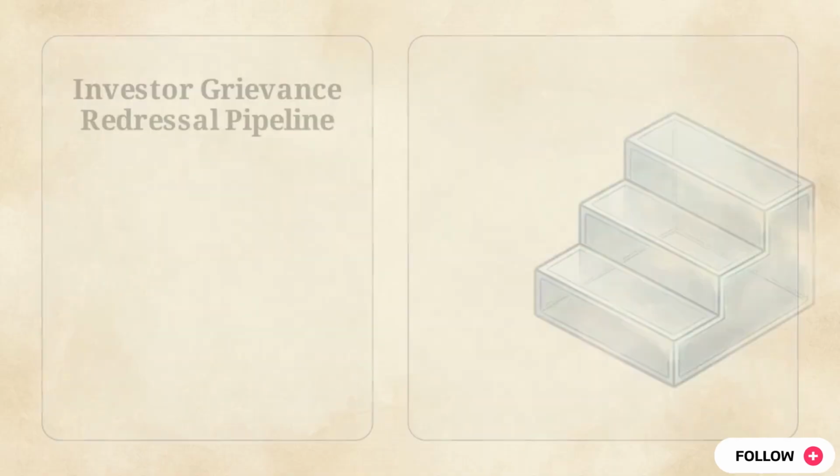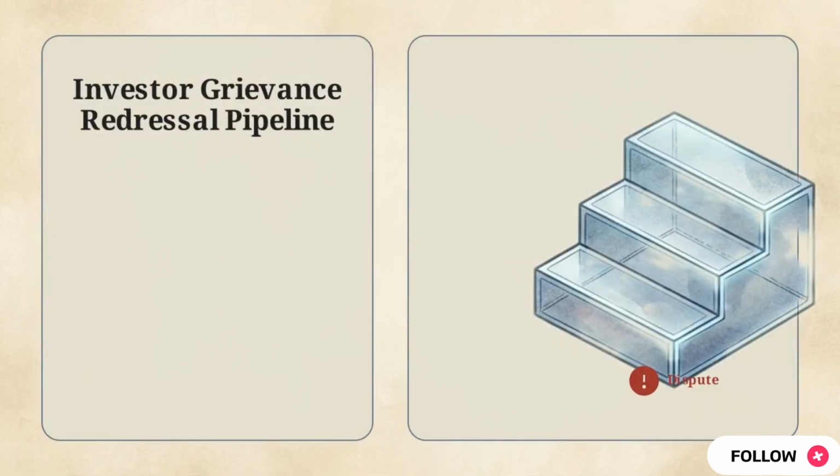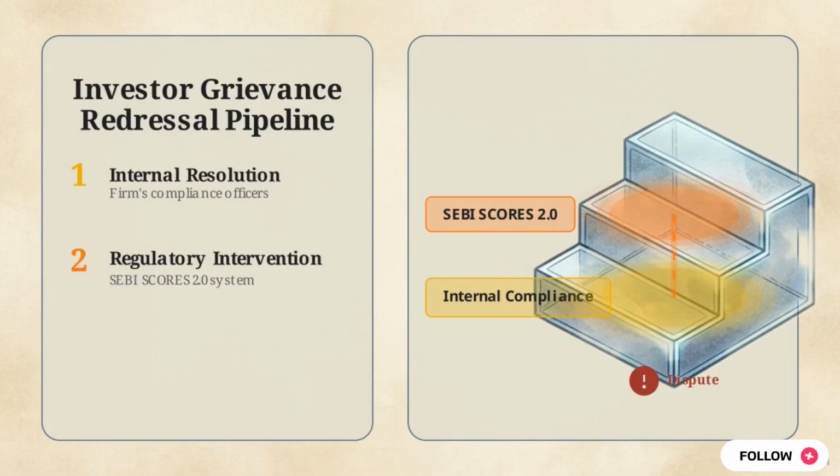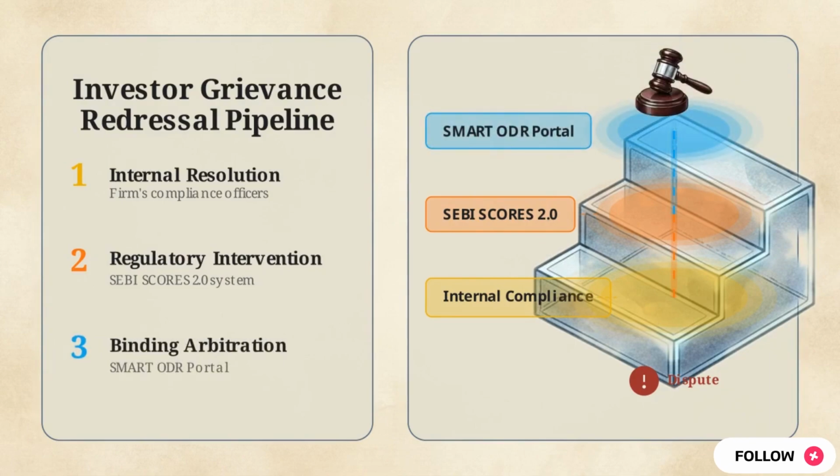Even with systems in place, disputes happen. The redressal pipeline begins with the firm's internal compliance officers. If unresolved, it escalates directly to SEBI's centralized SCORES 2.0 system. The ultimate resolution mechanism is the Smart ODR portal, mandating binding online arbitration outside traditional courtrooms.